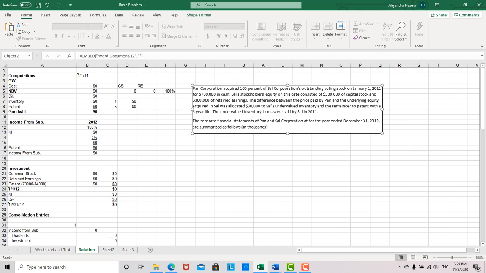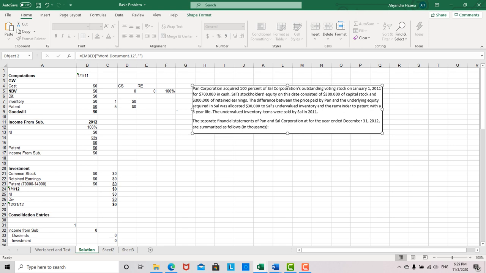So you're paying $700,000 for all of a company's equity, which is worth $600,000. Obviously the difference is going to be $100,000. Now the difference between the price, the $700,000, and the underlying equity of $600,000 is going to be allocated. $30,000 is allocated to Sal's undervalued inventory, and remember that undervalued means that the fair market value is greater than the book value, and the remainder to a patent with a 5-year life.